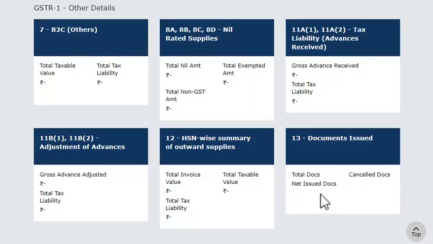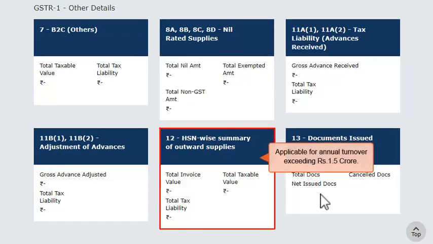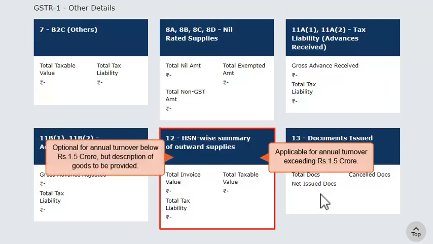Before concluding this course, I want to show brief about two more categories. These are HSN or SAC Summary of Outward Supplies and the section that captures the list of documents issued. The HSN or SAC-wise summary of outward supplies needs to be reported if the annual turnover exceeds 1.5 crore rupees. Providing this summary with annual turnover of less than 1.5 crore rupees is optional, but the taxpayer still needs to provide information about the description of goods.